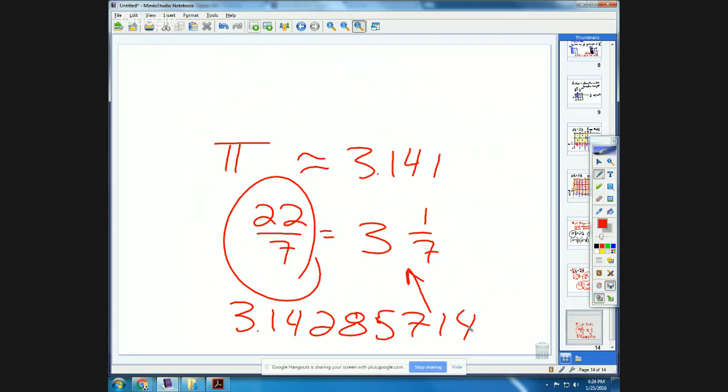Might we guess what comes next? 2, and then 8, and then 5, 7. 1, 4, 2, 8, 5, 7. It's like a little train. 1, 4, 2, 8, 5, 7.